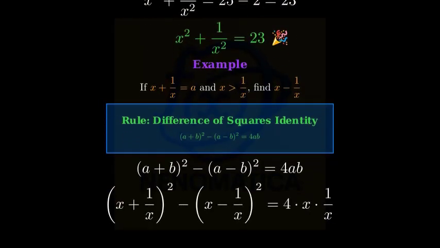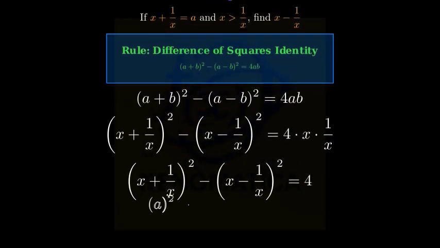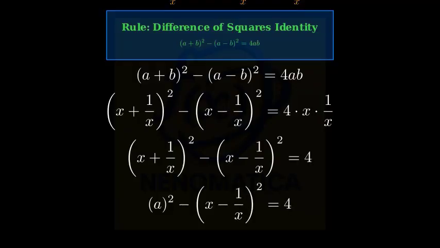We'll substitute a equals x, and b equals 1 over x. Then we get the square of x plus 1 over x minus the square of x minus 1 over x equals 4 times x times 1 over x. Let's simplify. 4 times x times 1 over x equals 4. And we know that x plus 1 over x equals a. So we have a squared minus the square of x minus 1 over x equals 4.